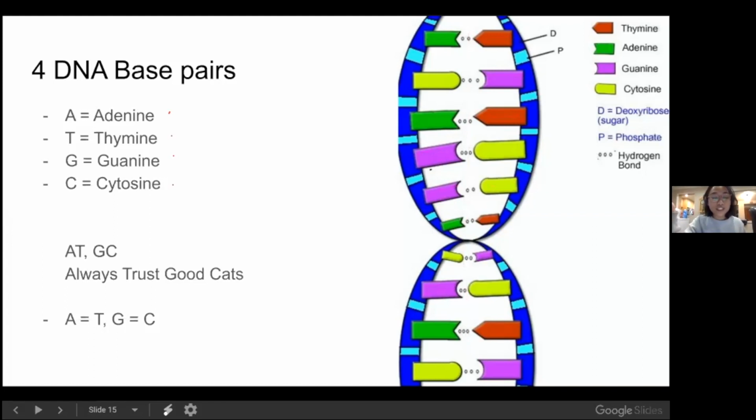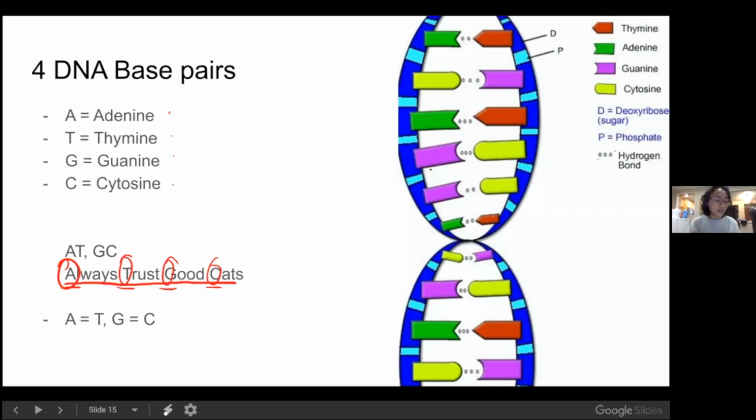So I made a really easy mnemonic for how you're going to remember the 4 base pairs. Always trust good cats. Adenine, thymine, guanine, and cytosine. If you can remember my little mnemonic, you're always going to remember the DNA base pairs. And what's the best part of this mnemonic is that it tells you which base matches with what.